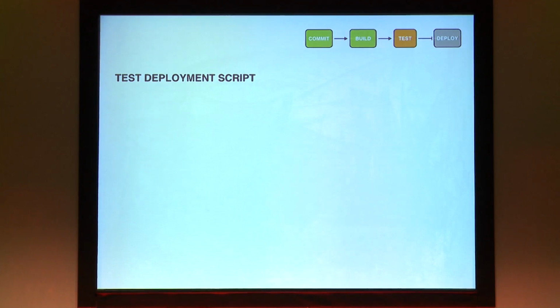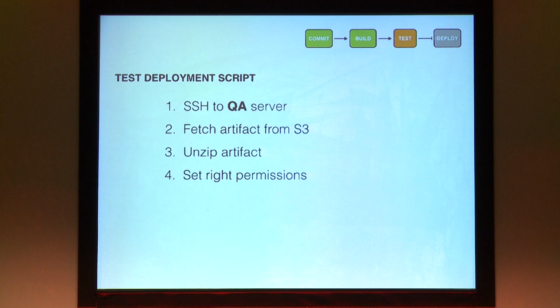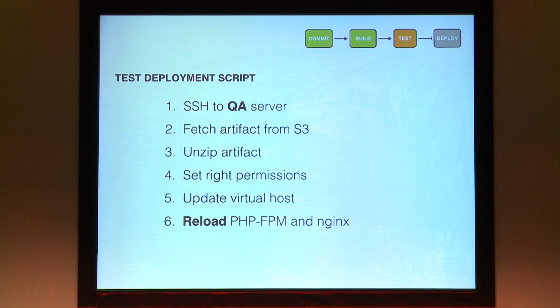So for testing the deployment script, basically what we want to do is SSH to the QA server, fetch the artifact from S3, and unzip the artifact, set the right permissions to the log folder, to the cache folder, to the document root and everything, update the virtual host, and reload PHP-FPM and Nginx. This is basically your deployment script. At the end of the day, it's moving PHP files to the server.